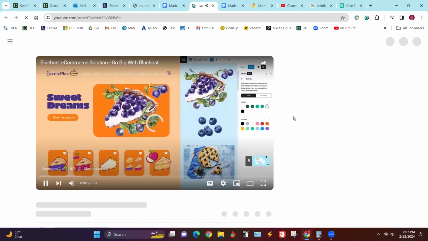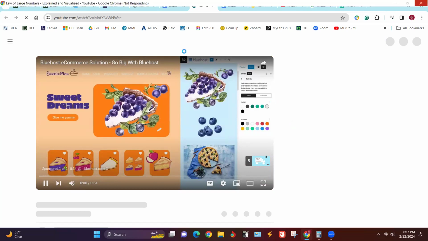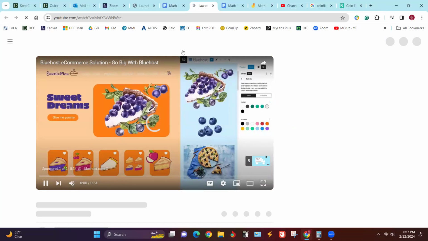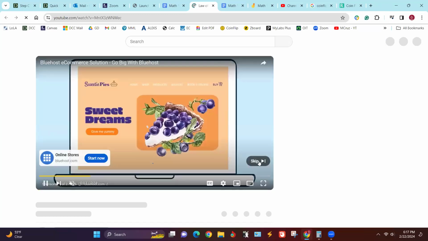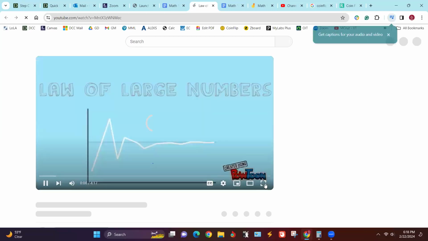What's going on here? All right, let's see if this plays. And you can go ahead and work on your assignment after this. Like I said, this is just something to kind of try to explain this concept of law of large numbers.